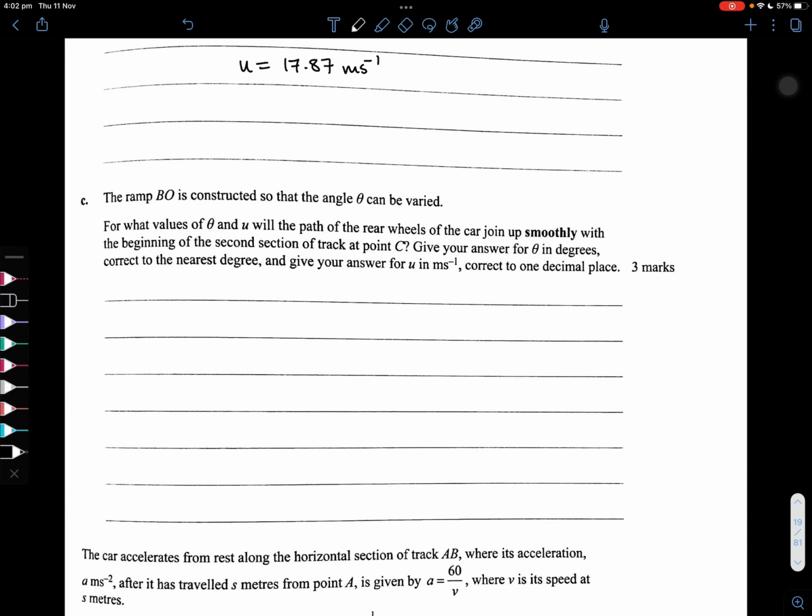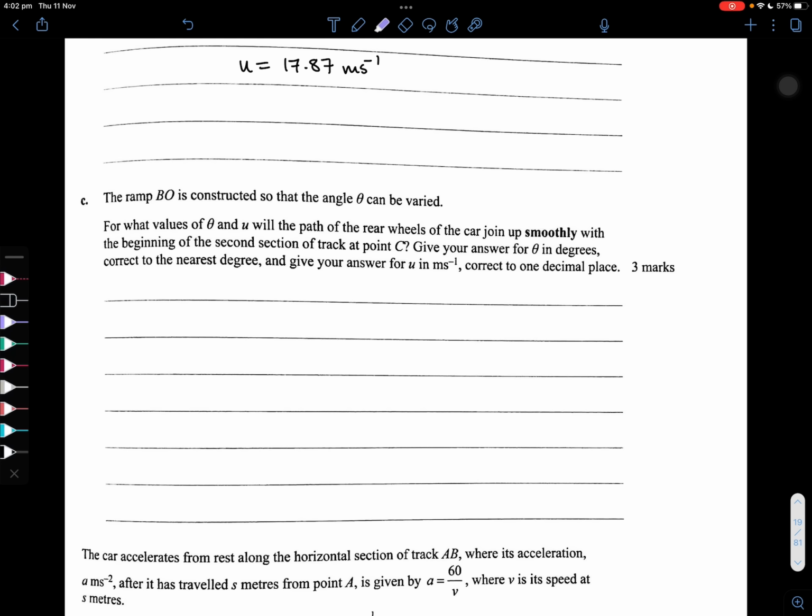The ramp BO is constructed so that the angle theta can be varied. For what values of theta and u can the path of the rear wheels of the car join up smoothly with the beginning of the second section of the track at point C? Give your answer for theta in degrees, correct to the nearest degree, and give your answer for u in meters per second, correct to one decimal place.